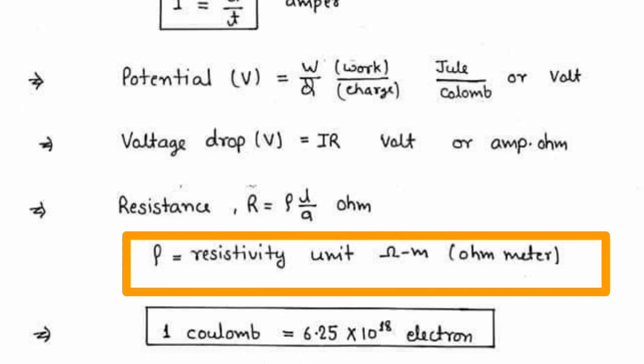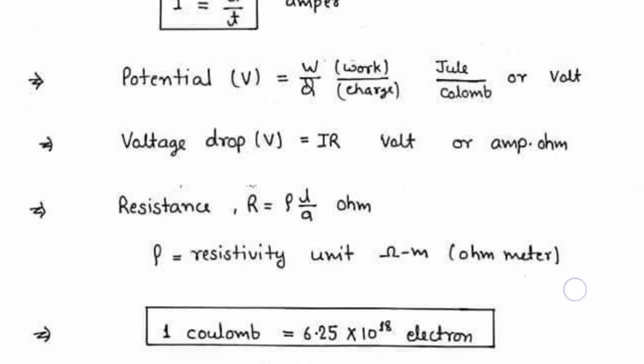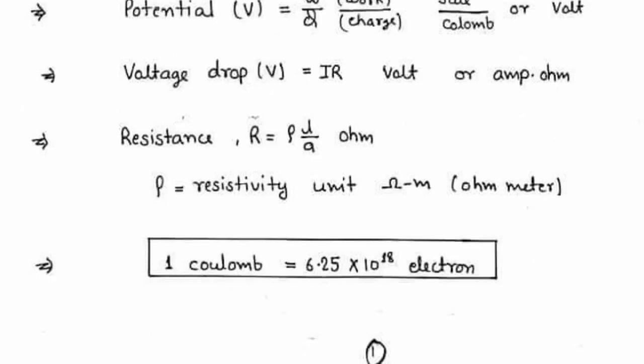What is 1 coulomb? 1 coulomb equals how many electrons? 1 coulomb is equal to 6.25 into 10 power 18 electrons.